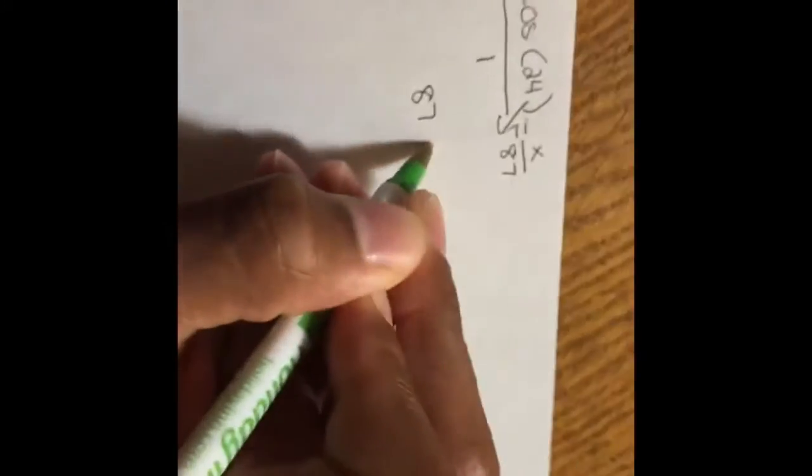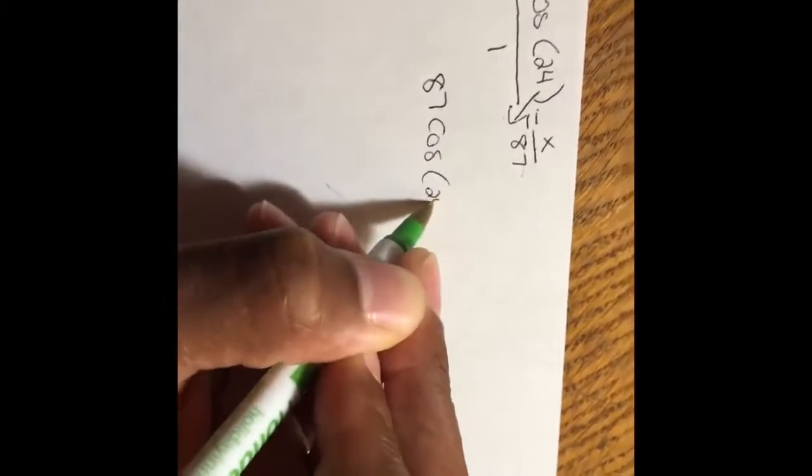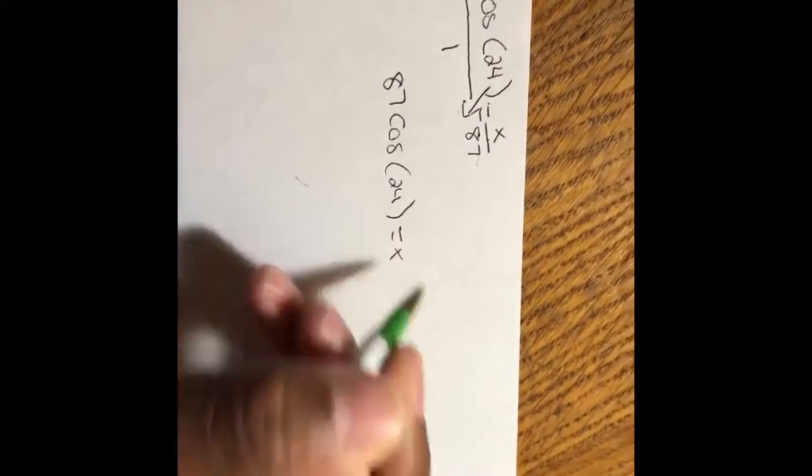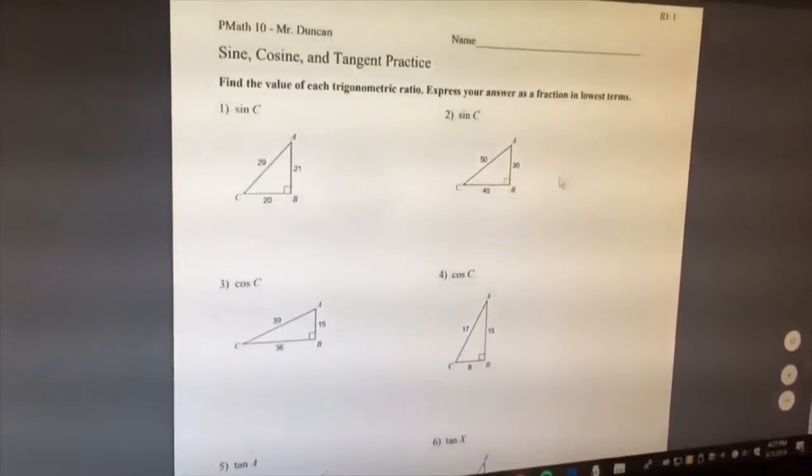You would want to cross multiply cosine 24 equals x over 87 to get 87 cosine of 24 equals x. So you would want to plug that into the calculator. You'd go 87, go to function, cosine of 24, and you should get 79 rounded. Now you try. Pause the video and do the following example.